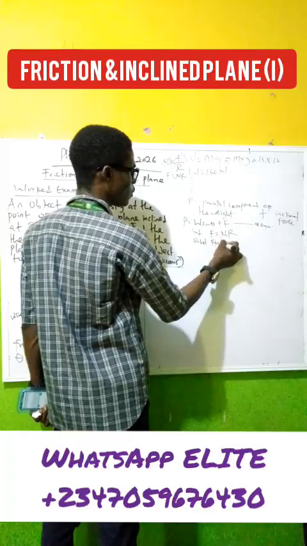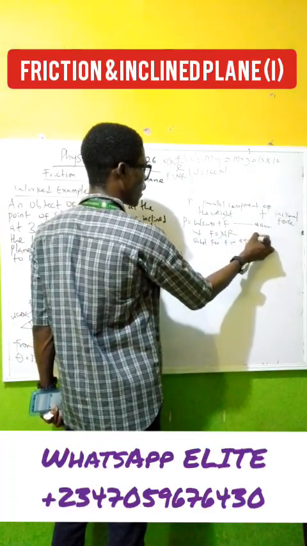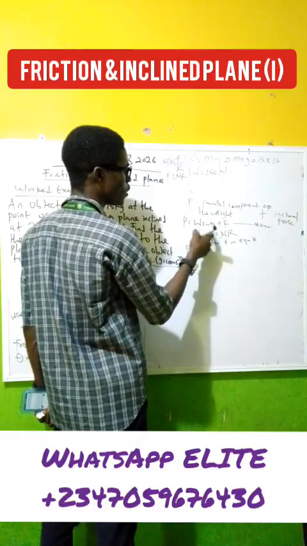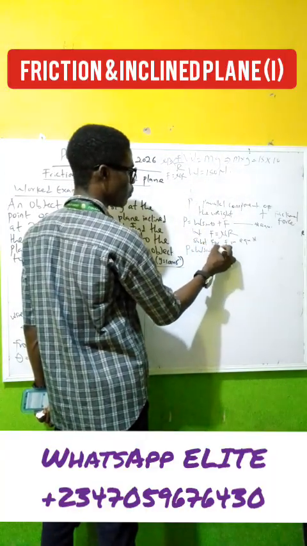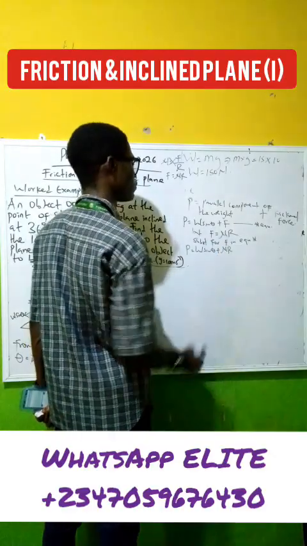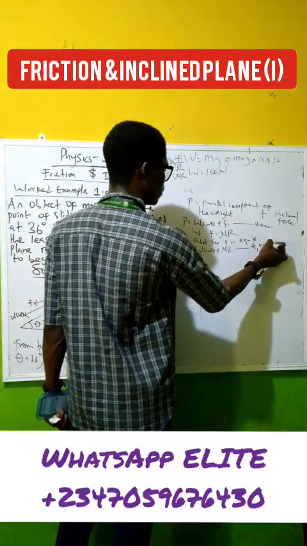So you substitute for F in equation star. Anywhere you see F here, you put in mu R. Then you have P equals W sine theta plus mu R. Is that clear? So this one will be our equation star 1.